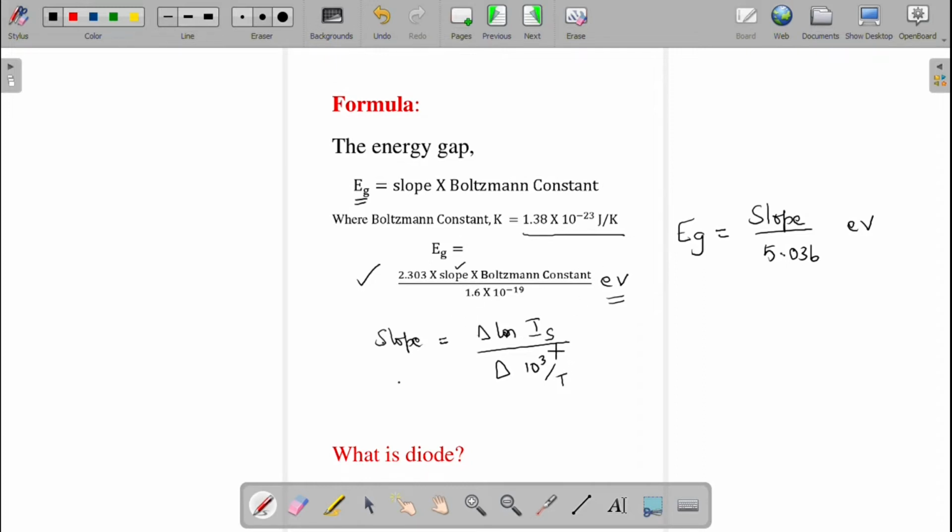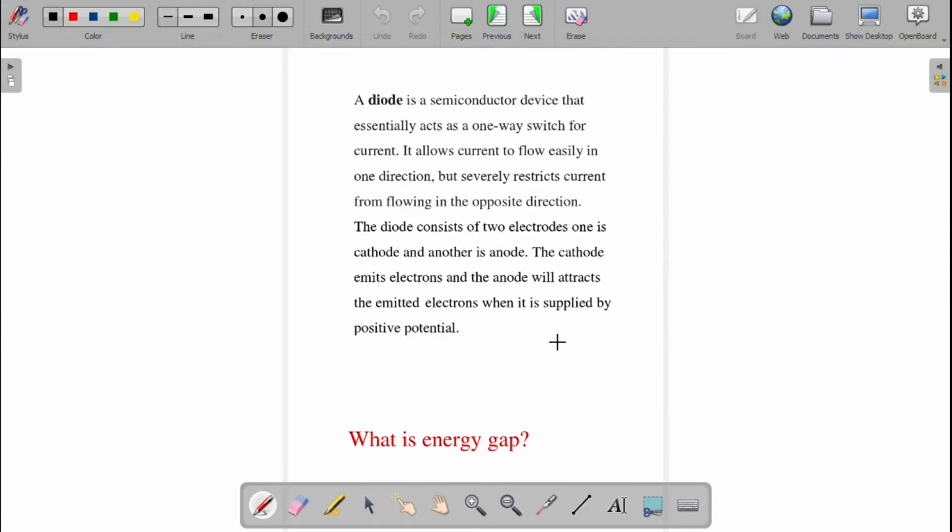Next, hereafter we are going to discuss the Viva questions from the experiment. What is a diode? First, why? Because we are going to find the energy gap of a PN junction diode, so first we should know what is meant by a diode. A diode is a semiconductor device that is essentially used as a one-way switch for the current. Actually, it will act as a switch.